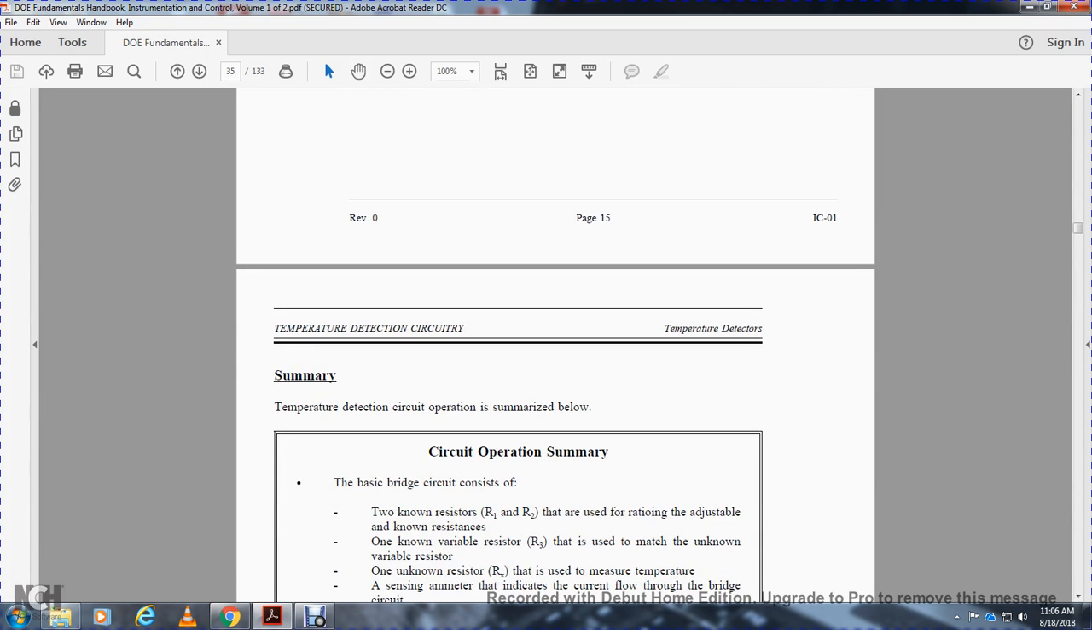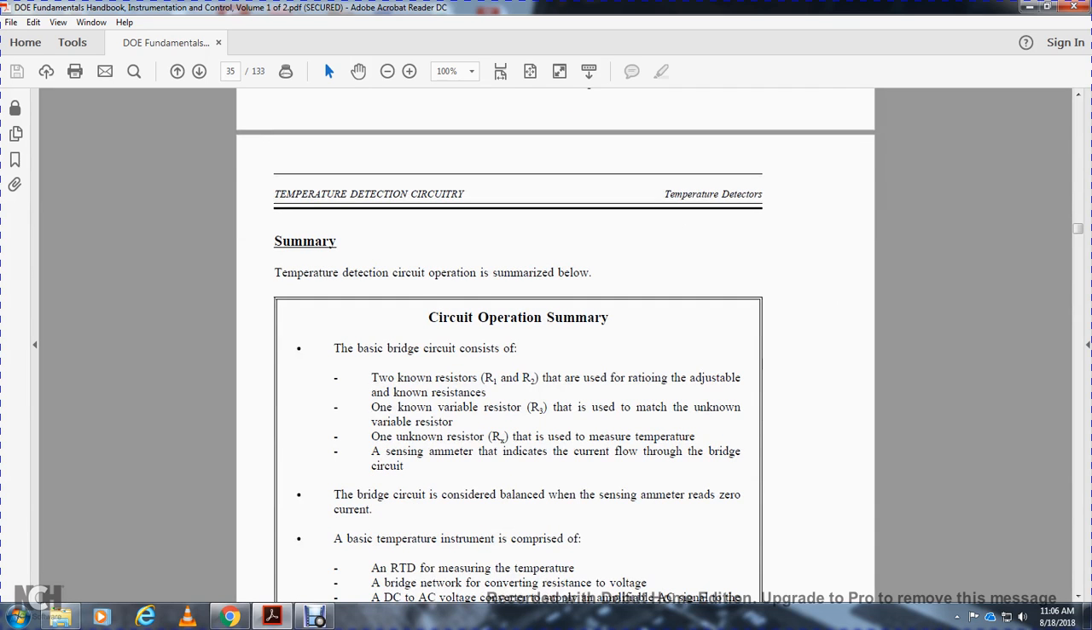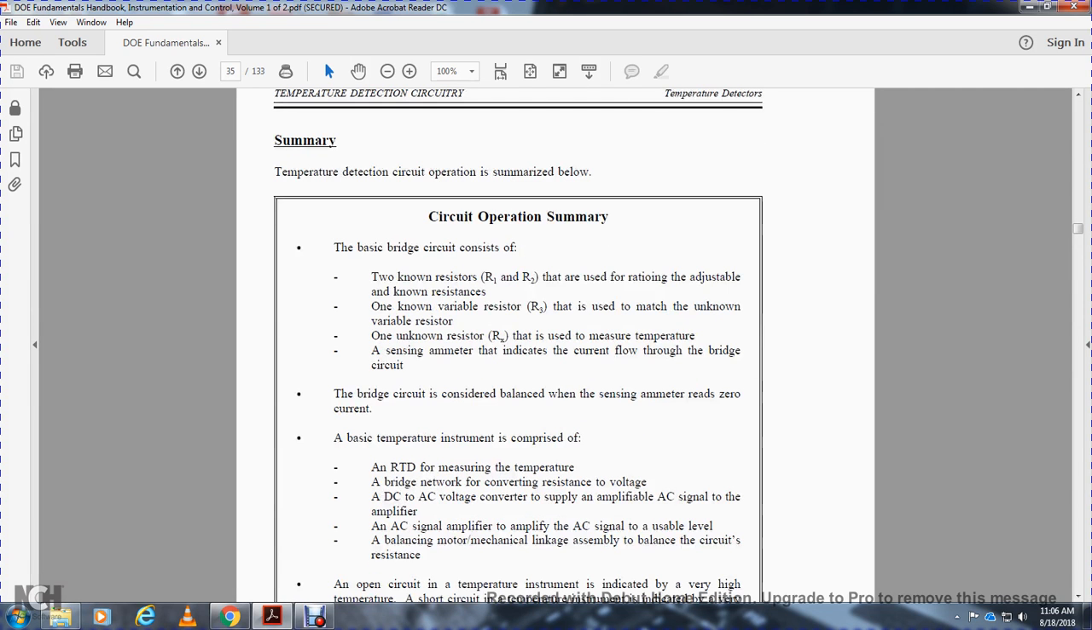Some of the temperature detection circuit operation is summarized below. The basic bridge circuit operation consists of two known resistors, resistors 1 and 2, and a known variable resistor, resistor 3, that is adjusted to match the unknown variable resistor X, which is used to measure the temperature. The sensing meter indicates the current flow through the bridge circuit. The bridge circuit is considered balanced when the sensing ammeter reads zero.